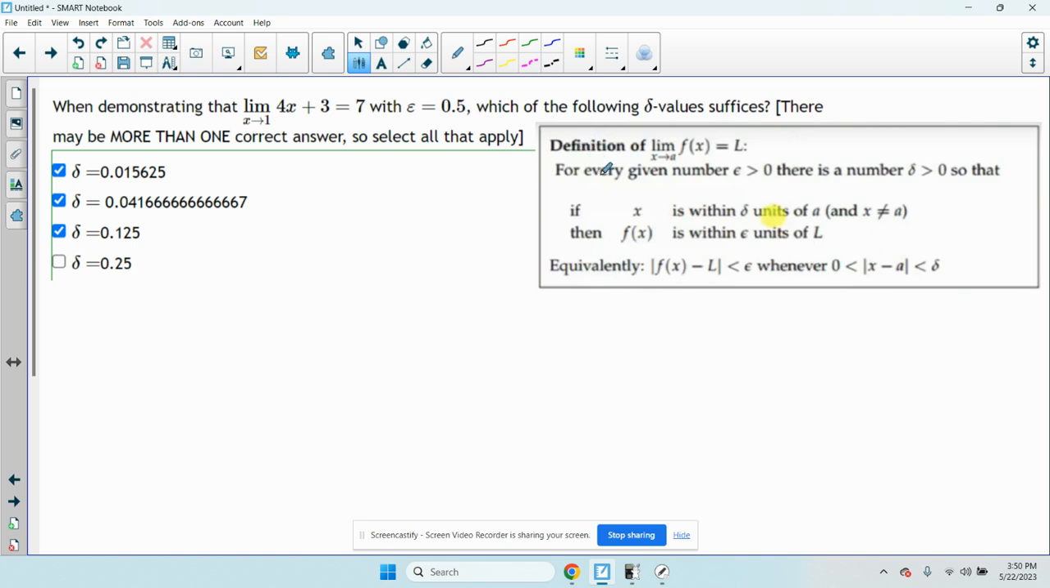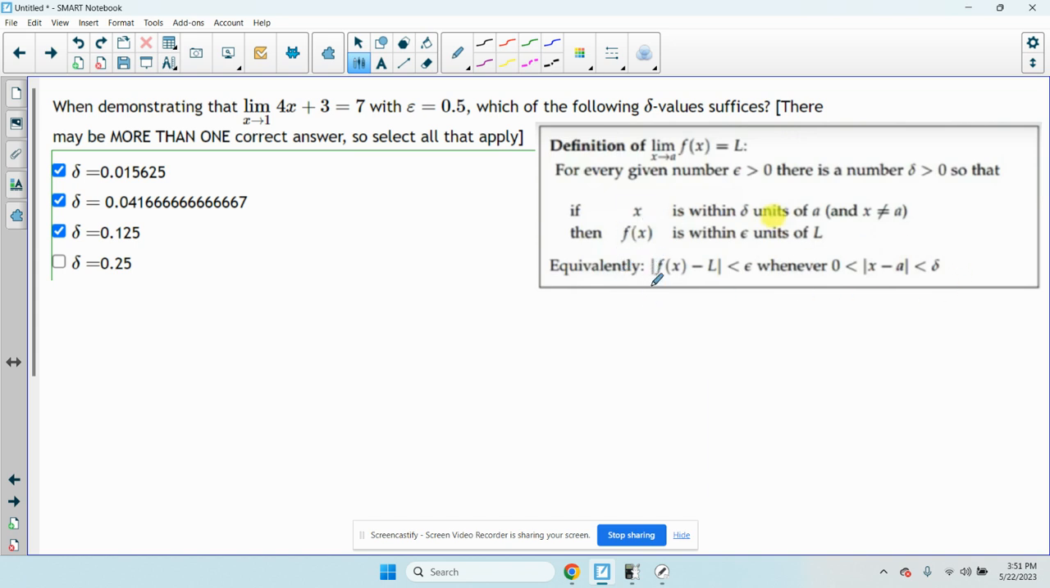But this says for every given number epsilon greater than 0, which we have, epsilon is 0.5, then there exists some number so that if x is within that distance of a, which is the value we're trying to find the limit at, then f of x is within some epsilon of the limit. So basically it's saying, you tell me how close you want to get to the value of the limit, I can find a value that gets you that close. It's a weird way to define the limit, but what we're most concerned with is this part here.